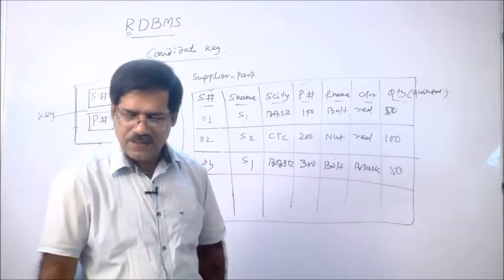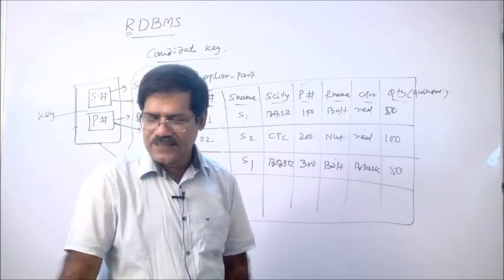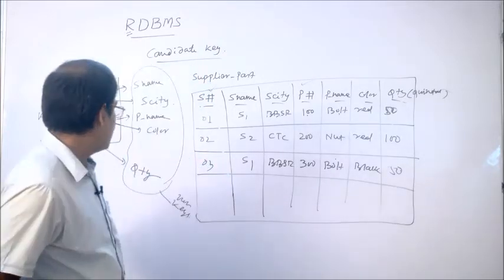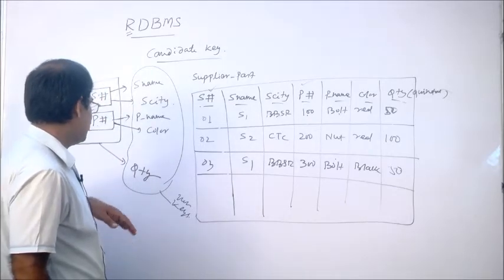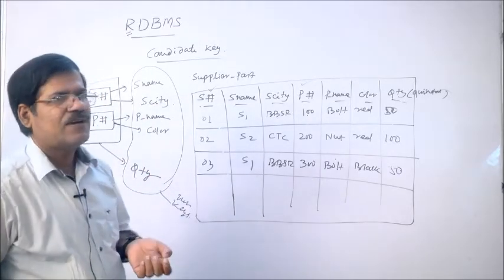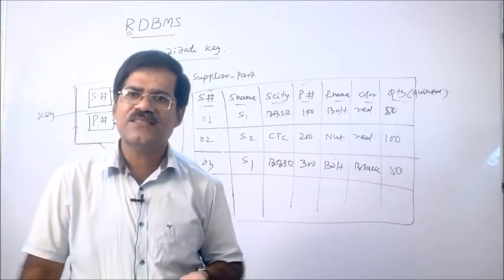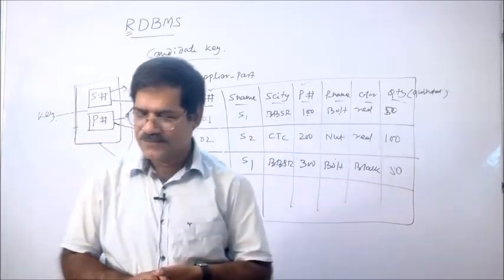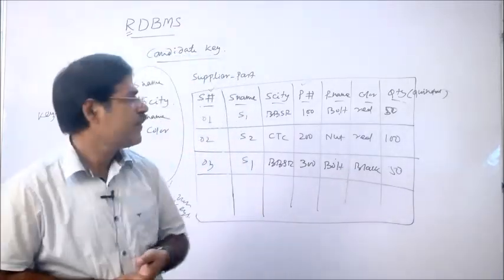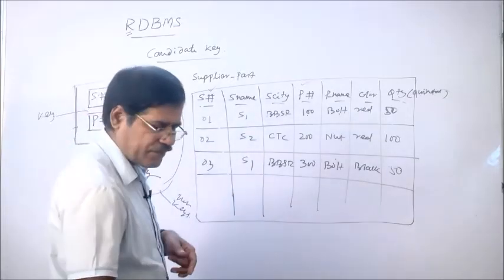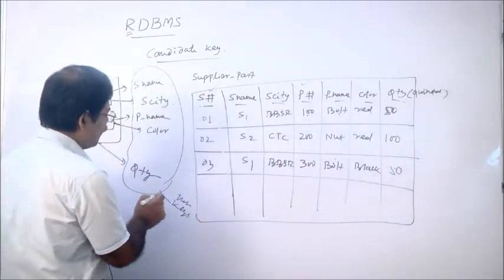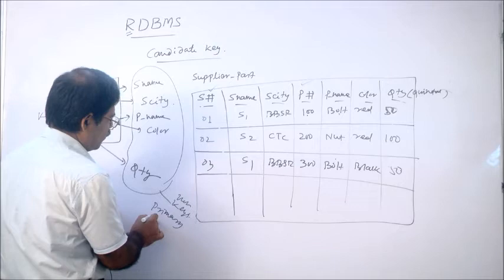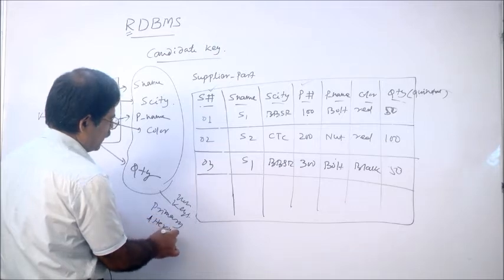But among the candidate key, one key is considered as a primary key and the other is called the alternate key. Suppose S number and P number is a candidate key, you choose one as a primary key. So among the candidate keys, one key is considered as primary. So let S number be the primary key, then P number must be alternate, or if P number is the primary key, S number must be the alternate key. One key is a primary, and another you choose as an alternate key.